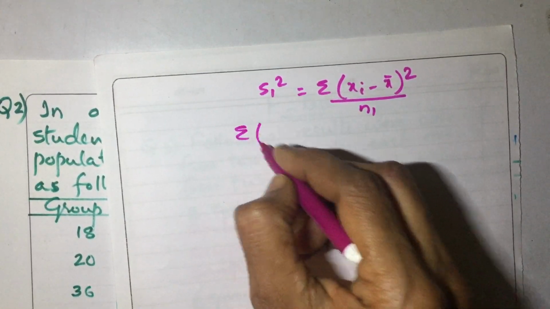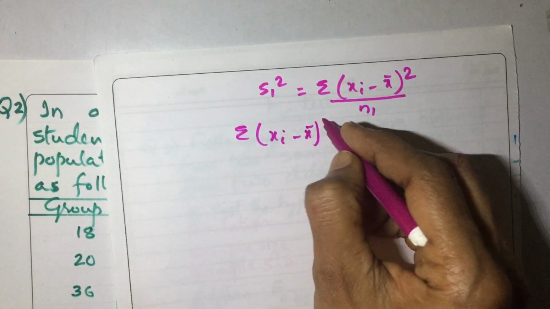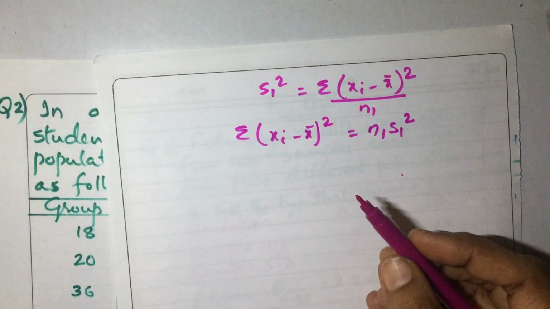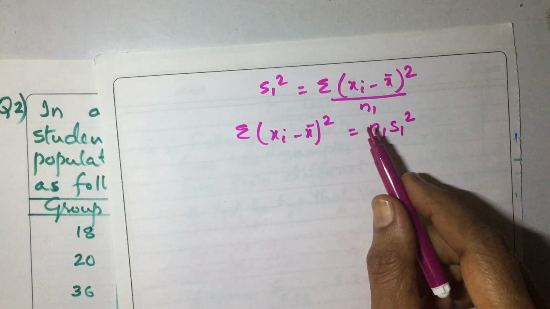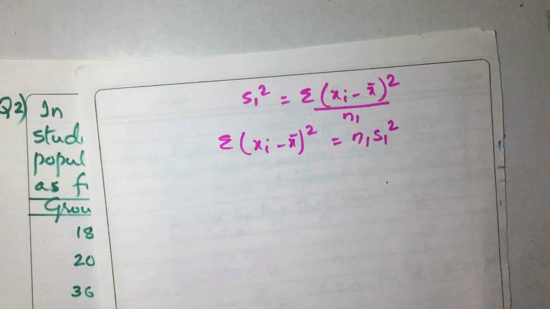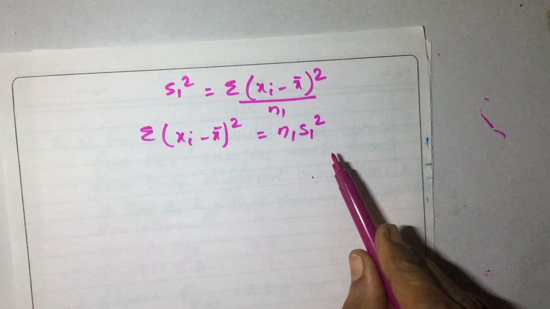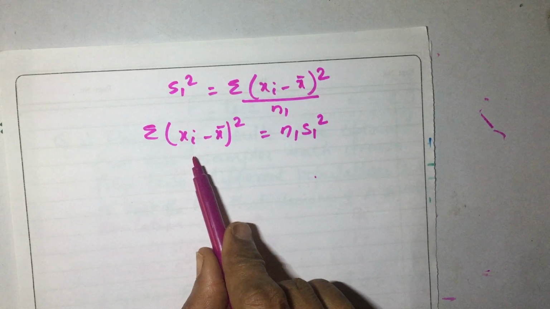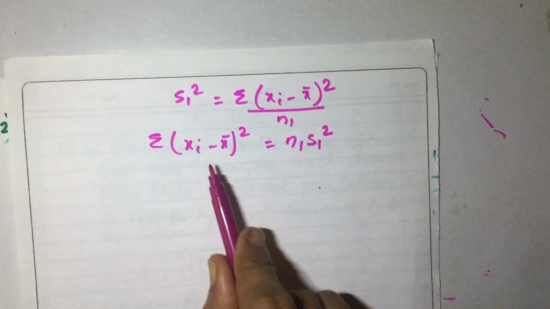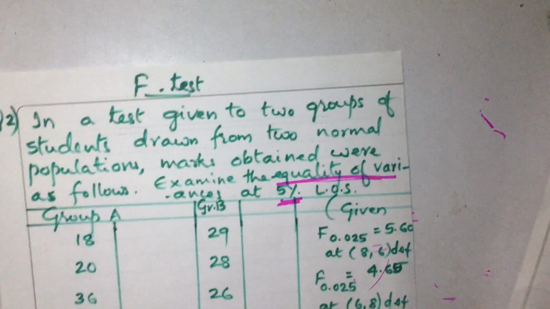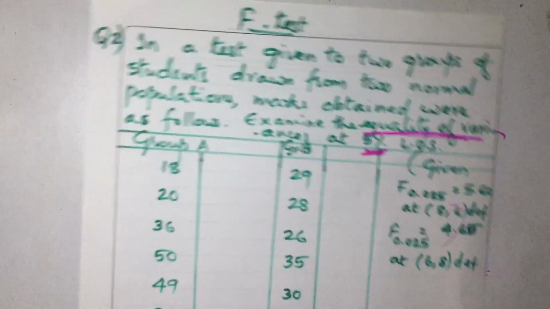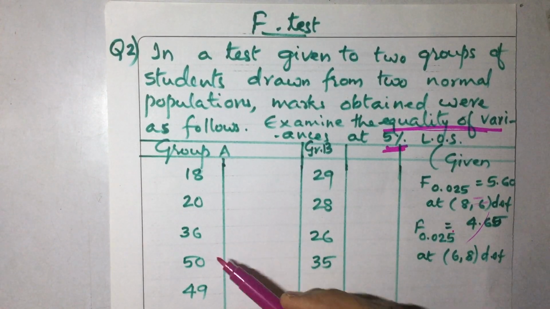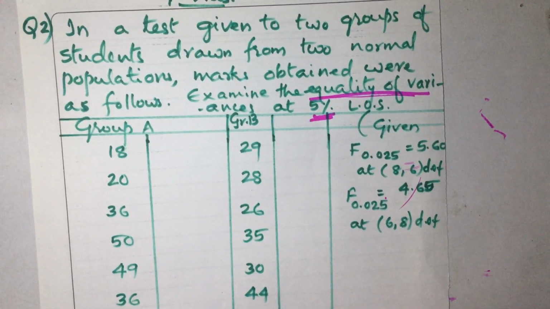Summation of xi minus x bar the whole square equals n1 s1 square. You needn't show this in your answer paper, it is not necessary to write again because we already know this formula. So directly, instead of n1 s1 square, you can put this value. Similarly, n2 s2 square will be summation of yi minus y bar the whole square. So we need to calculate this now. For that, move back to your question. So draw the table again.